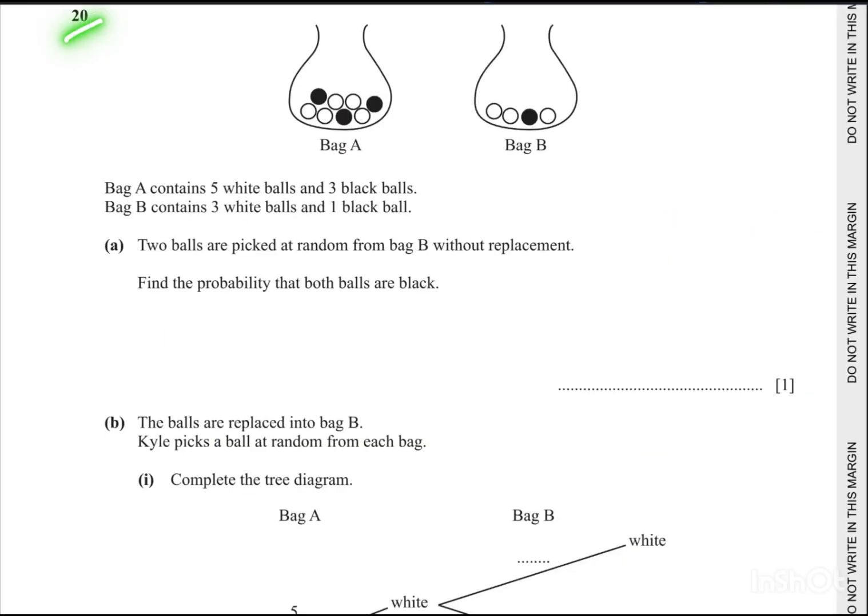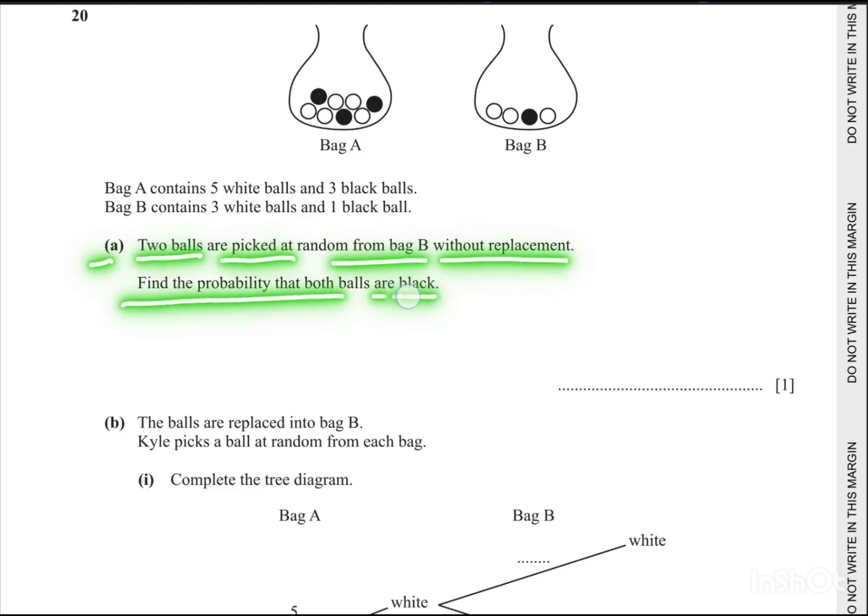Question number 20. Bag A contains 5 white balls and 3 black balls. This bag is containing 5 white balls and 3 black balls. Bag B contains 3 white balls and 1 black ball. This is having 3 white balls and 1 black ball. Question A. 2 balls are picked at random from bag B without replacement. Find the probability that both balls are black.